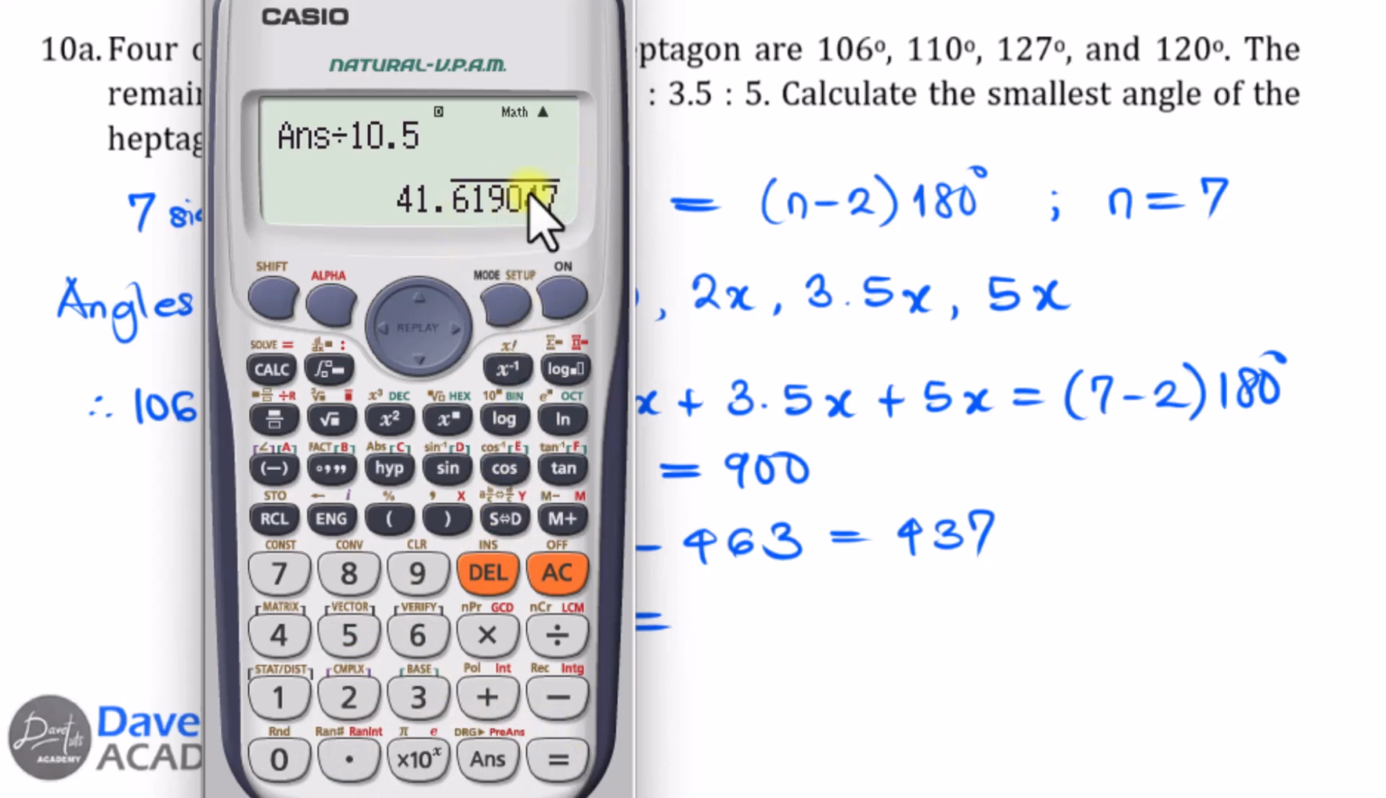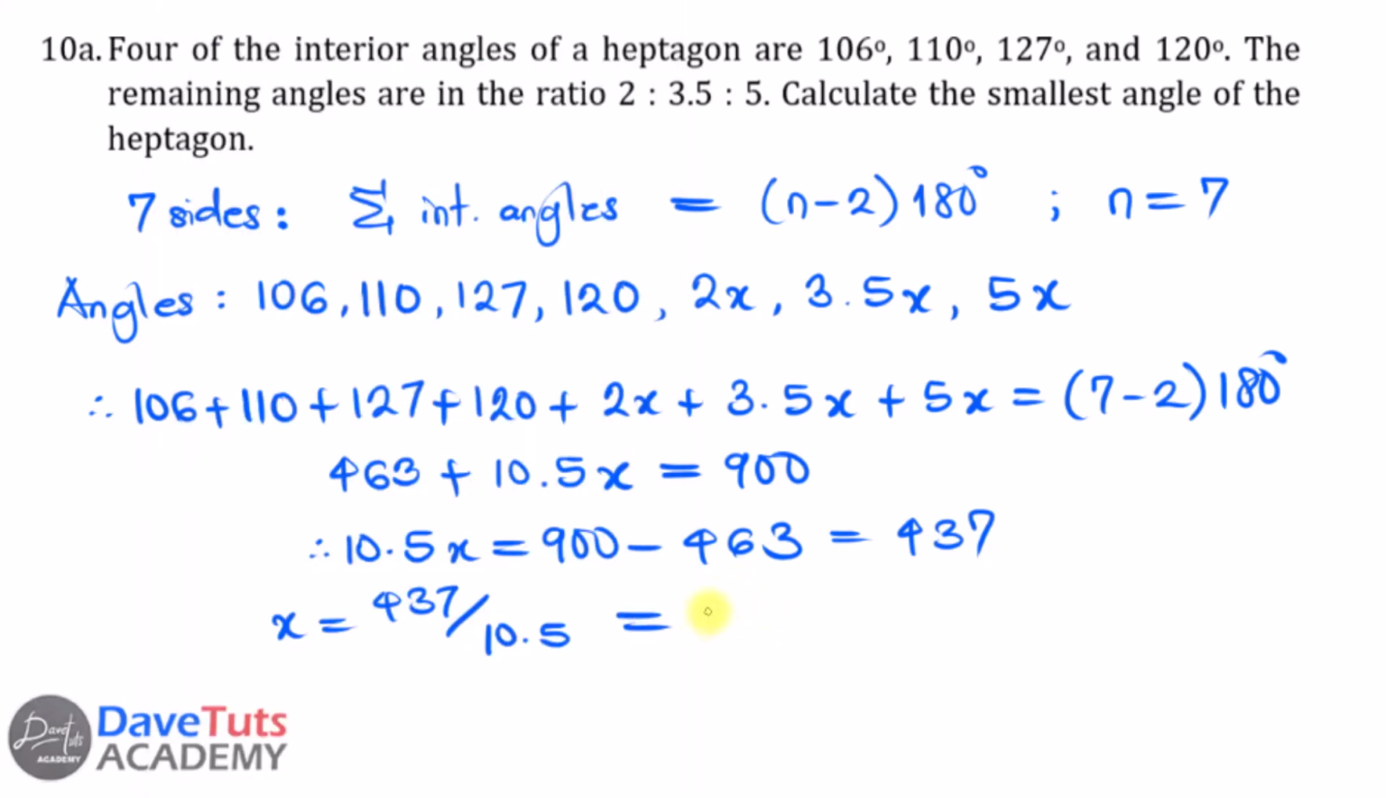Our final answer, dividing by 10.5, is 41.61, and it is repeating, that's why we have this bar. I can just say 41.62 degrees. Now look at this. Nobody asks us to find x, we are asked to find the smallest angle of the heptagon, and we have x as 41.62. Look at all of these values that we have.